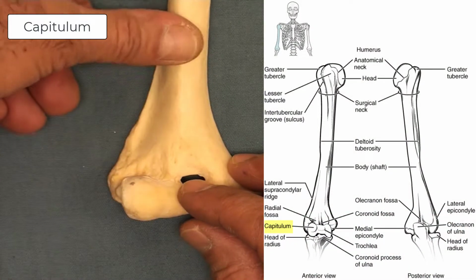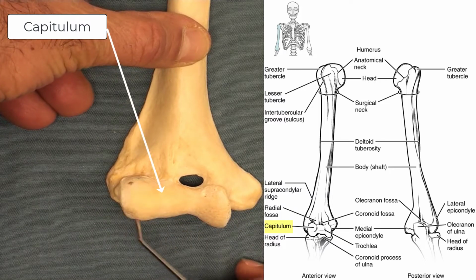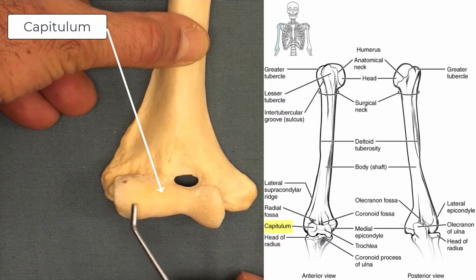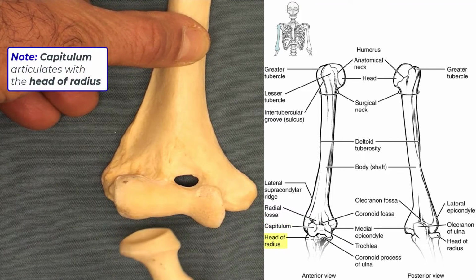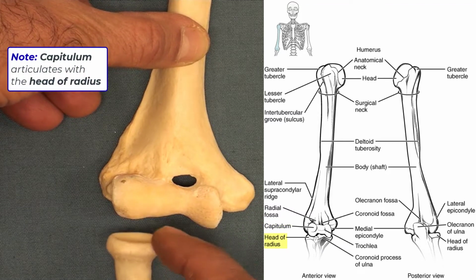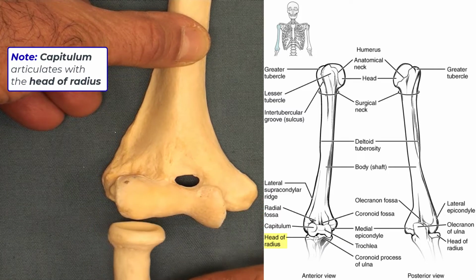On the lateral side of the distal end, right here is an articular surface known as the capitulum. Capitulum, okay? Capitulum means a small head. Then that articulates with the head of the radius, right there, with the impression on the head of the radius.